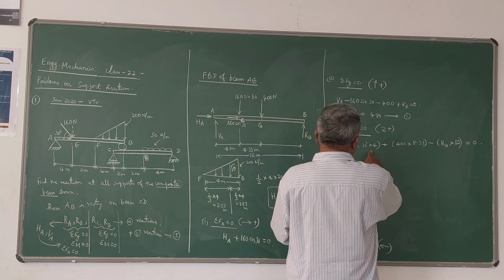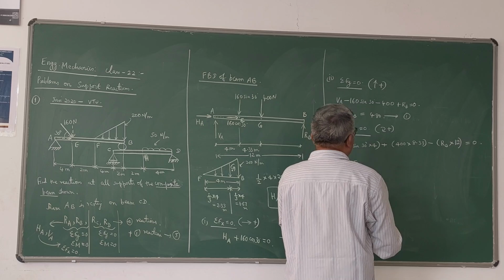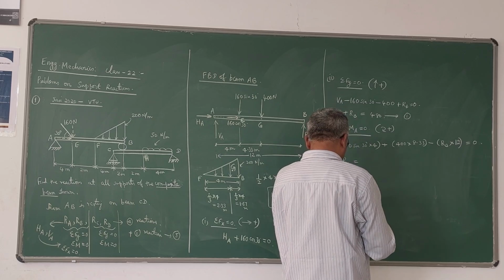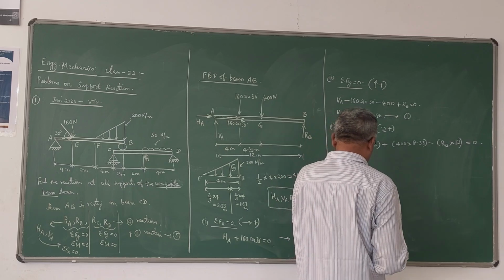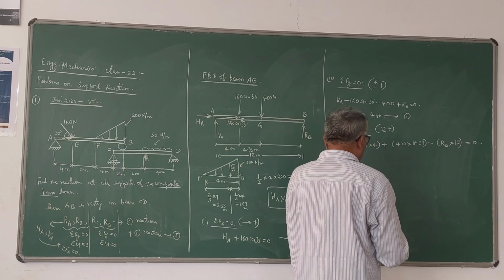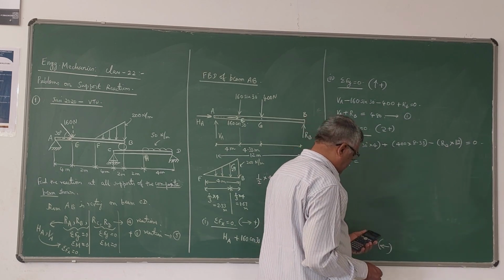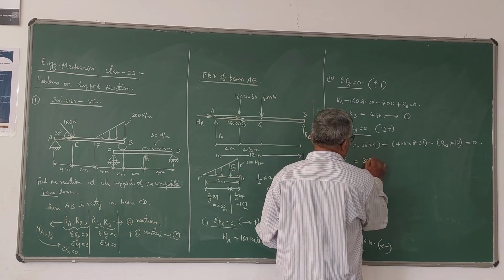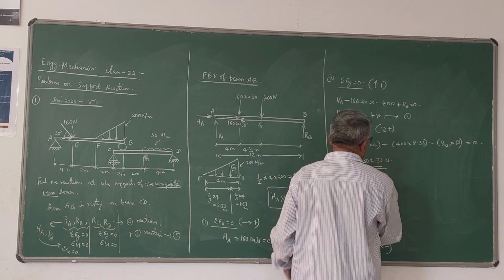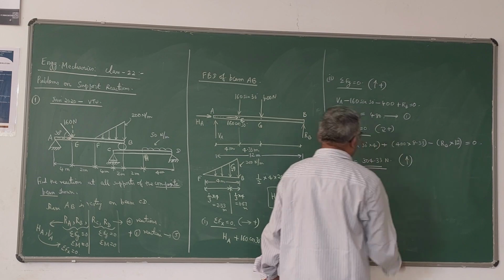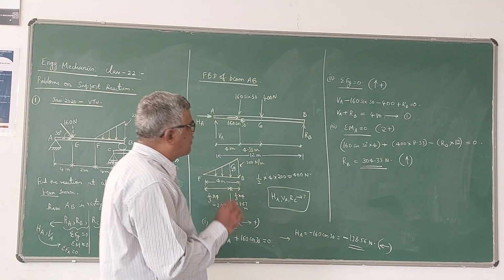So this is 320 plus 400 into 8.33, divided by 12. So you are going to get the value as 304.33 Newton. So you have got a positive value. That means the assumed direction of RB is correct. If you get a negative value, it acts in the opposite direction.